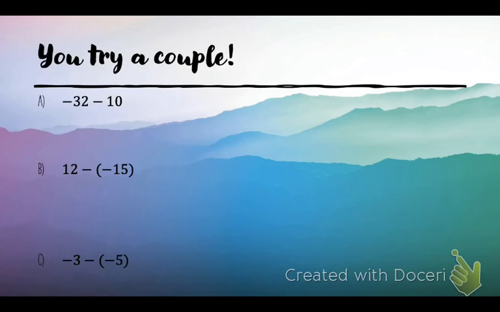Okay, try these 3, pause the video. Once you think you have them, check your answers. All right, you should have paused the video. Now you should be checking your answers that you have already tried to do. So this negative 32 minus 10 is negative 42. Negative 12 minus negative 15 is 27. And negative 3 minus negative 5 is positive 2. Okay, all of these I'm adding the opposite.